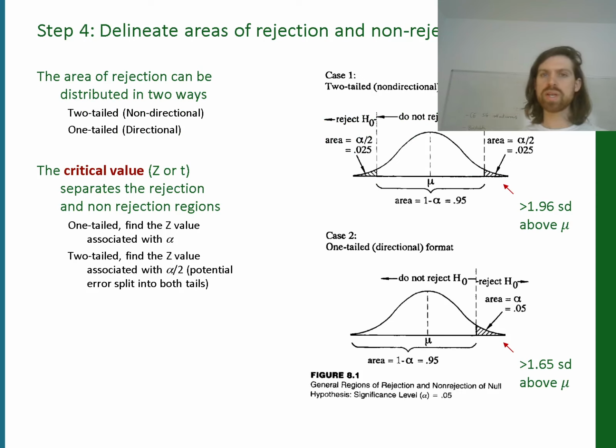Step 4, we need to delineate the areas of rejection and non-rejection. So remember, go back to the work that we did before. We did probability two weeks ago, and then last week we did estimation and sampling. All of that work is going to be based on the distribution of values that we obtain, okay?